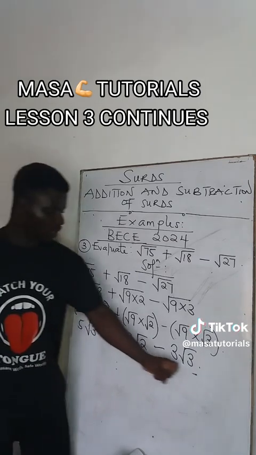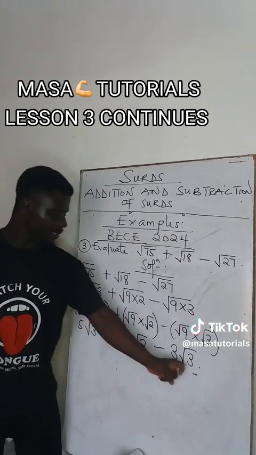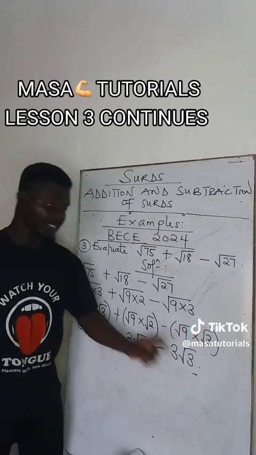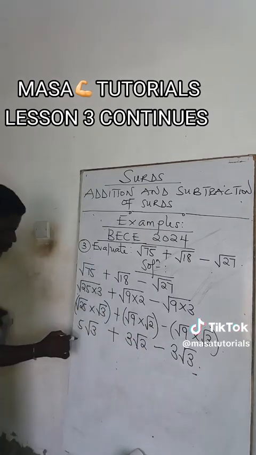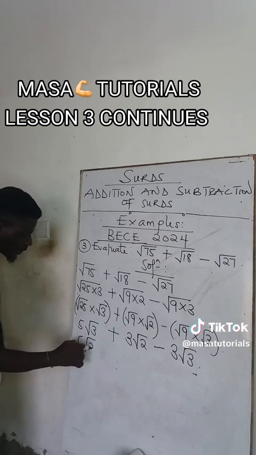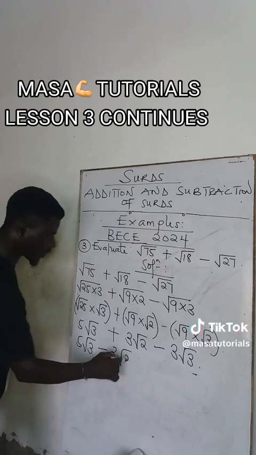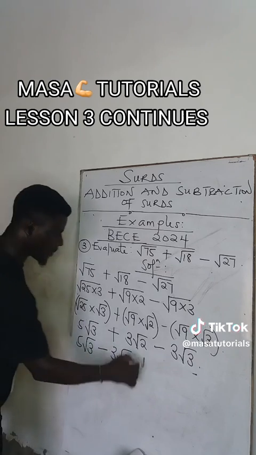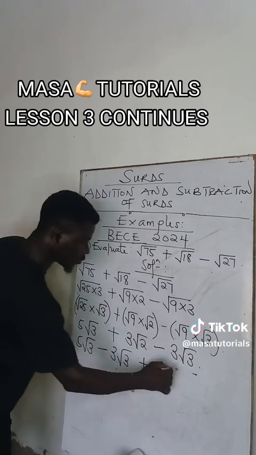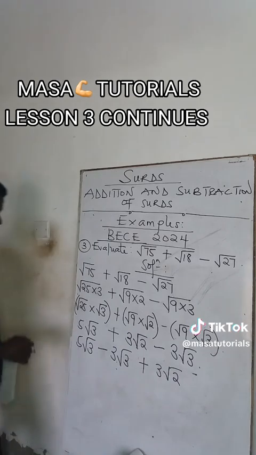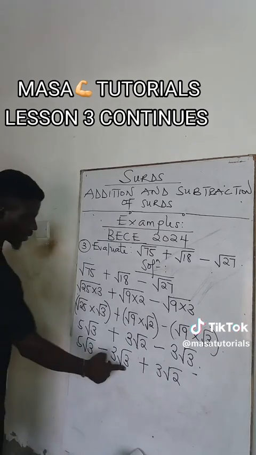Square root of 3, square root of 3, they are like terms. So we need to group. So we get 5 square root of 3, then minus 3 square root of 3, then we bring plus 3 square root of 2. So this is what we have. Square root of 3, square root of 3.